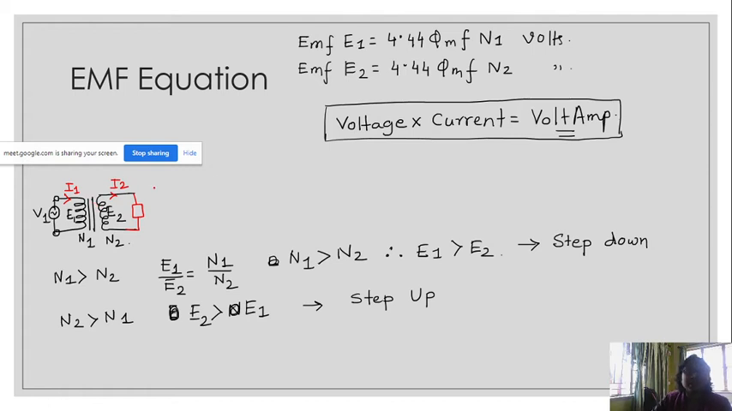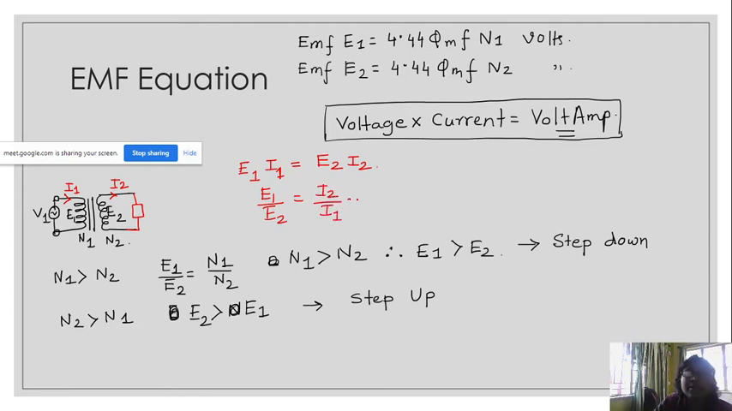So what is going to happen? I am assuming it with respect to E1 and E2. I am taking the induced voltage as the voltage here. So E1 into I1 should be equal to E2 into I2, approximately. That means E1 by E2 must be I2 by I1.